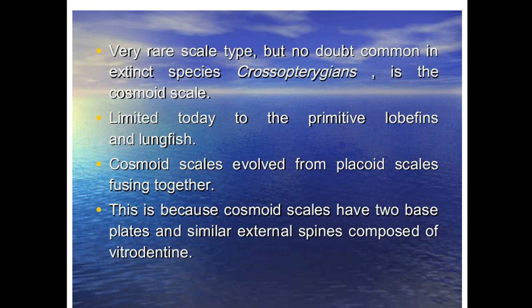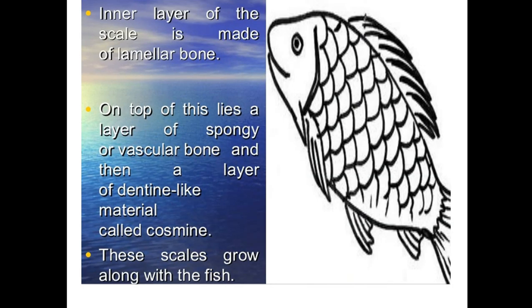How can we justify this? The cosmoid scales have two base plates and similar external spines composed of vitrodentine. See, even the inner layer of the scale is made up of lamellar bone. And on top of the lamellar bone lies a spongy or vascular bone, and then a layer of dentine-like material called cosmoid.